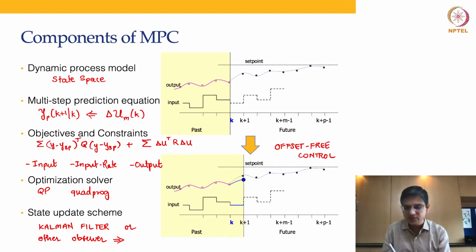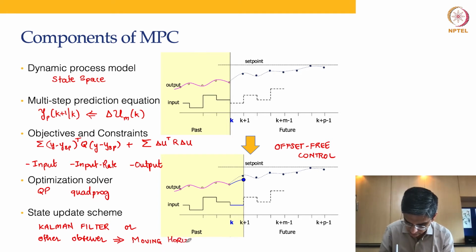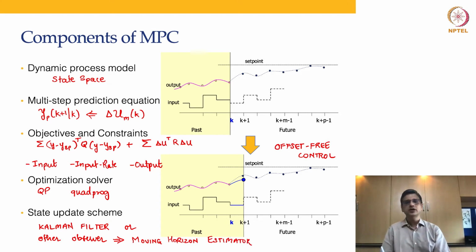Okay, an observer that is particularly popular, although I have not talked about it in this course, is what is known as a moving horizon estimator. Those of you who are interested, I very strongly recommend that you do a literature search or a Google search on moving horizon estimator. There are quite a few good resources available. Again, this is if you're interested, from your own understanding or from a research perspective.